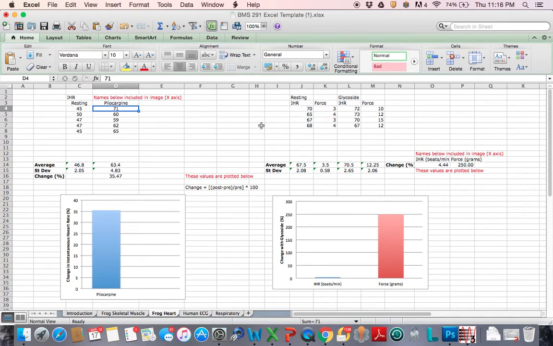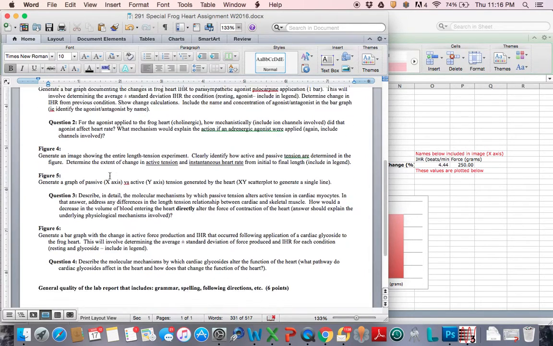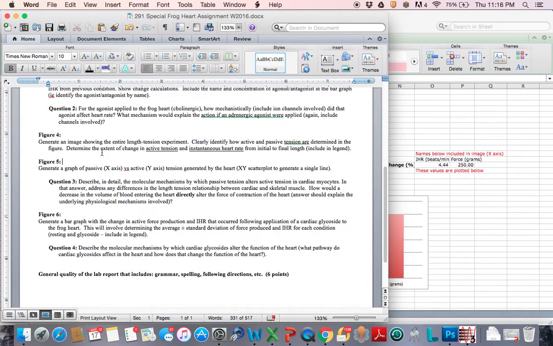Okay, so that's the drug graph that they want there. We'll return back to that glycoside graph in just a minute. So now we're going to go back and say, all right, the rest of these questions you can answer. I've modified them so that they're a little more clear for you to be able to answer them more effectively.